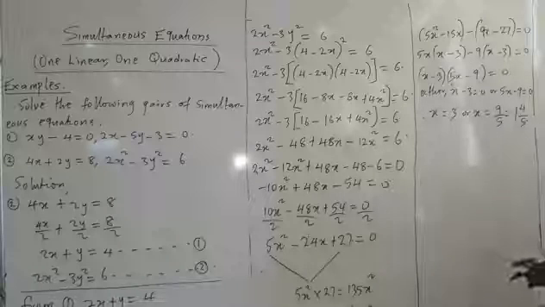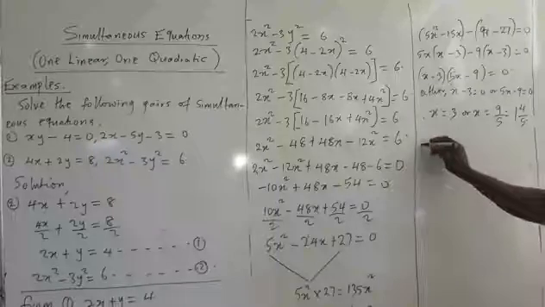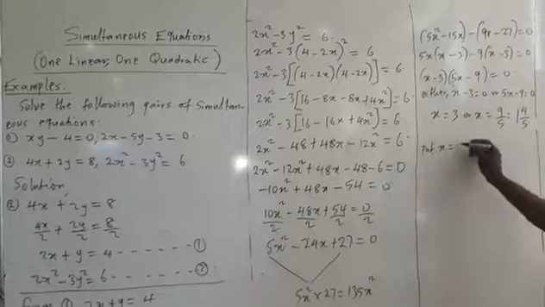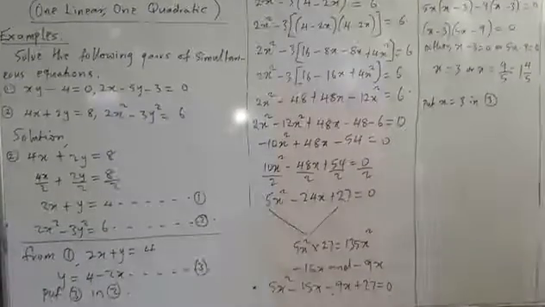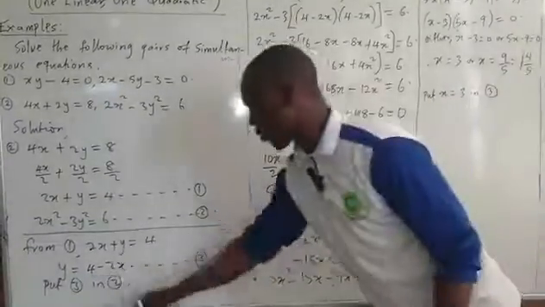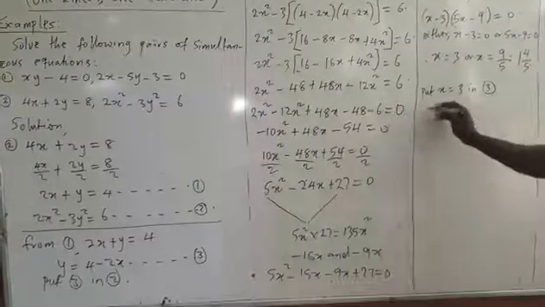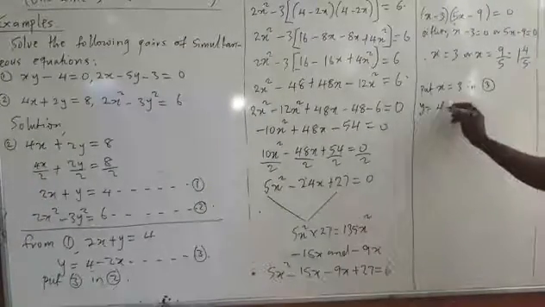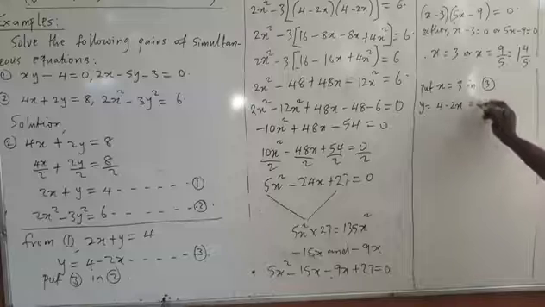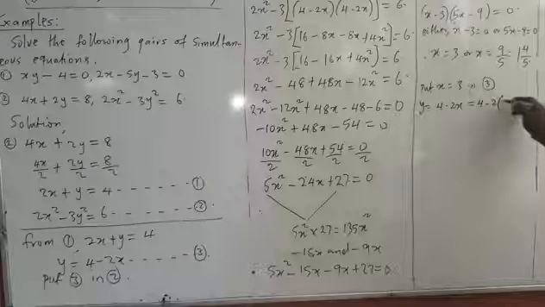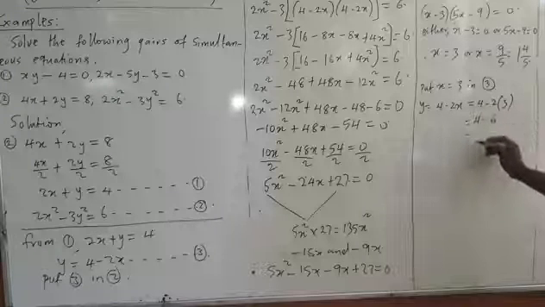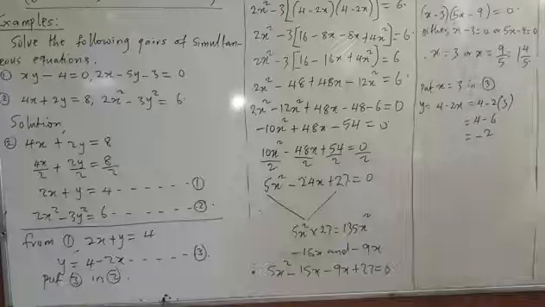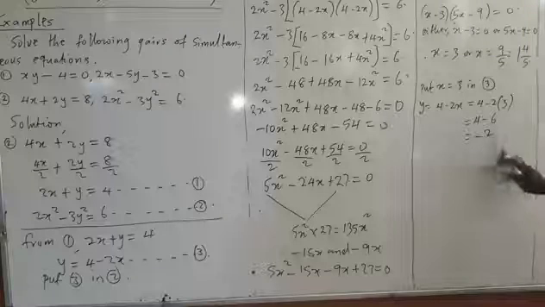So you can now go back to equation 3 to get the values of y. Put x equals 3 in equation 3. Equation 3 is y equals 4 minus 2x, which is 4 minus 2 into 3. So we now have 4 minus 6, and 4 minus 6 is minus 2. So this is the first value of y.